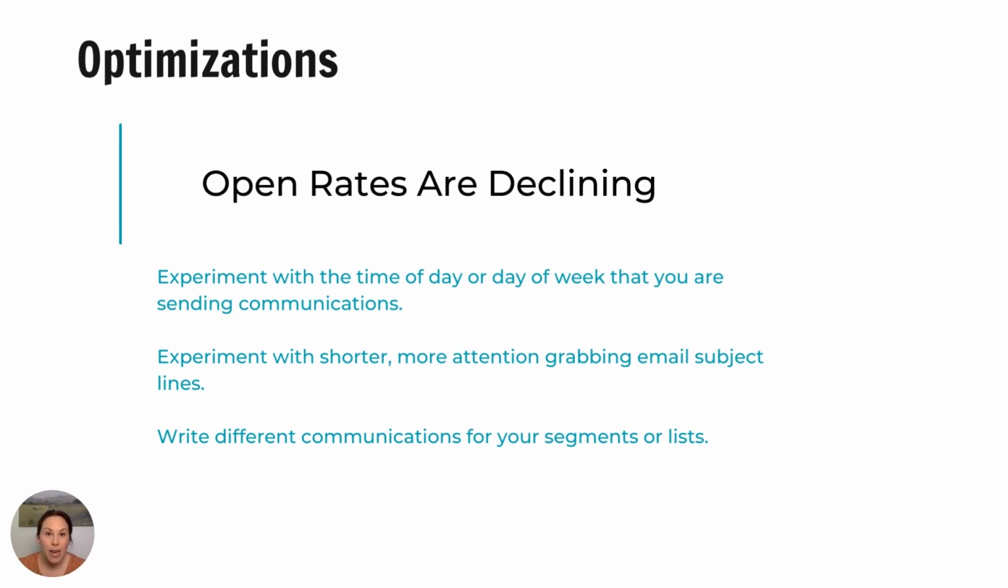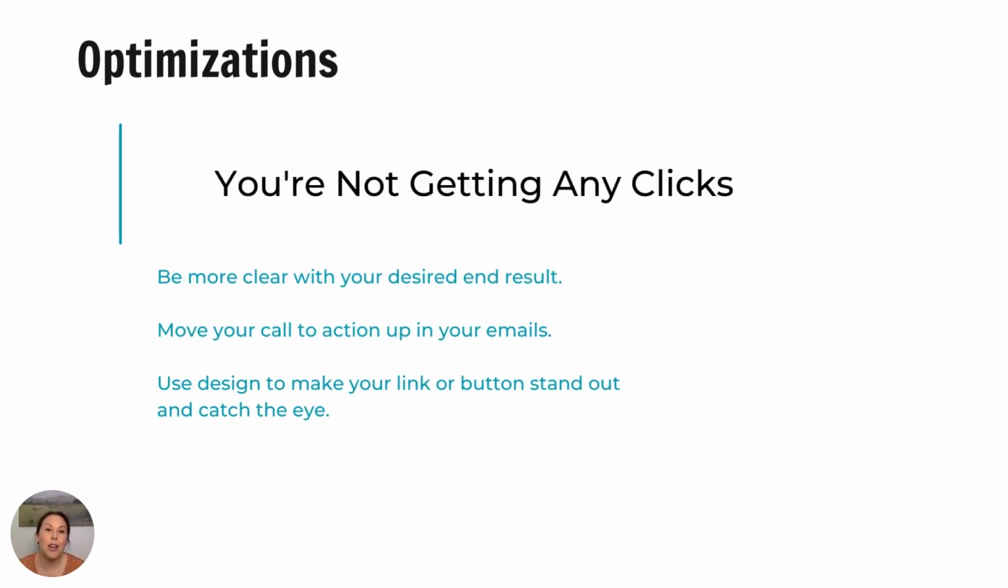Number 3, write different communications for the segments. Now, this is really just like what we talked about with unsubscribes, but if you have different messages that would be more meaningful to different groups of people, then create different emails for them. They'll appreciate it and hopefully open your email because the information is relevant to what they're interested in. And that brings us to the last set of optimizations. If you notice that you're not getting any clicks on your emails, try these changes to increase the performance.